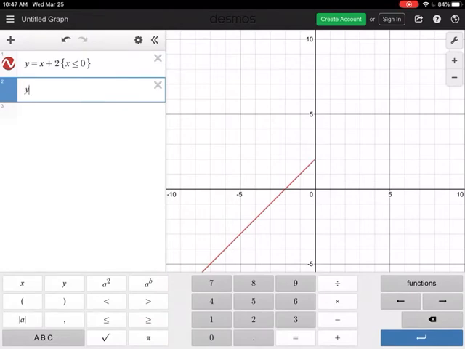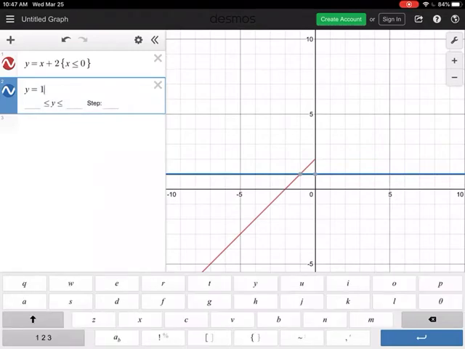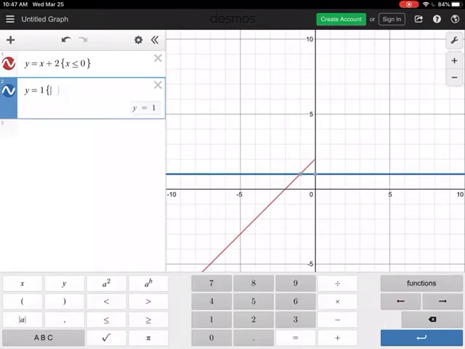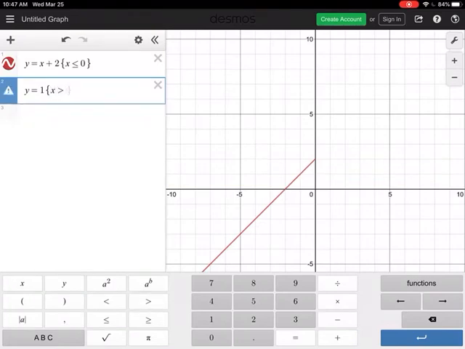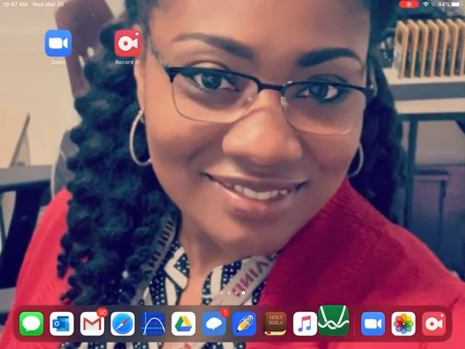Then I'm going to type y equals 1. And so then they say x is greater than 0. So x greater than 0. And there's your other piece. If you click on this piece, it says that it's 0, 1, but that point is actually not included. They shouldn't have it there because I don't have that symbol underneath it. But that's why, the technology is good, but you don't want to depend on it completely. So you need to know on your graph it should be an open circle.